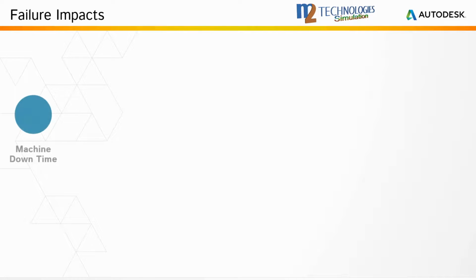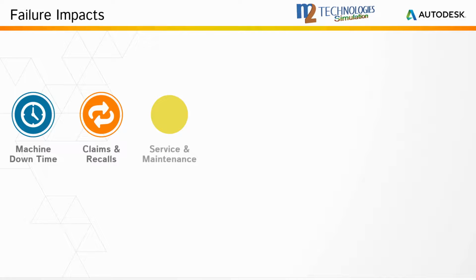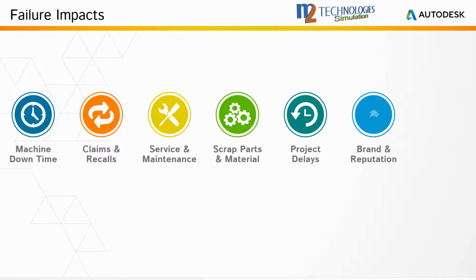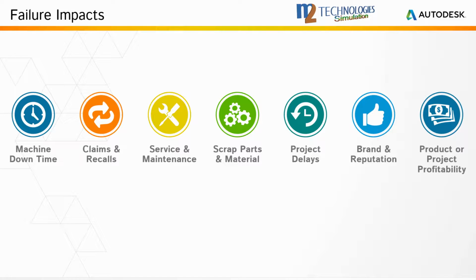Let's take a look at ways in which machine failure can negatively affect your business. Once a failure occurs, the impact can be massive on the end customer and yourself. Machine downtime can cause production delays and lost profit. Service and maintenance is required to repair and fix the failure. Parts can be scrapped and material wasted. Project schedules can be impacted, causing delays. The company brand and reputation can be damaged due to poorly operating machines. And most often, the overall product or project profitability is reduced.